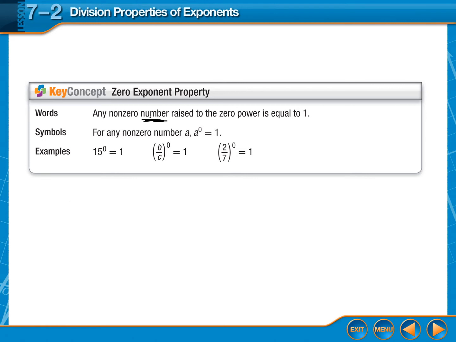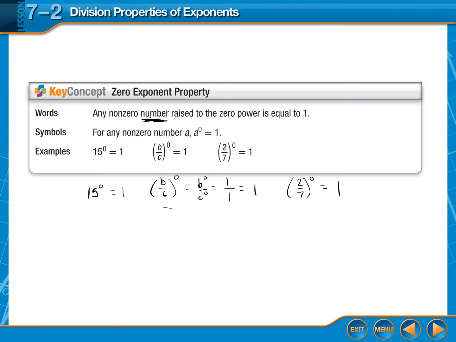So that means that 15 to the power of 0 is 1. B over C, if I take this fraction, B over C, right? Well, the rule that we just saw was that if I have a fraction, a numerator and denominator raised to a power, I raise both the numerator and the denominator to that power. Well, anything to the power of 0 is 1, so B to the power of 0 is 1, C to the power of 0 is 1, so the whole thing is just 1. Same thing, 2/7. If I took 2/7 to the 0 power, well, 2/7 to the 0 power is just 1 also. Any variable, any number that is not 0 raised to the power of 0 becomes 1.